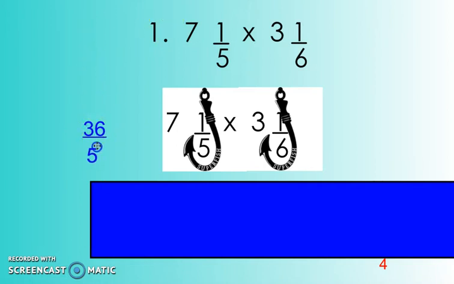How about 3 1/6? 3 times 6 is 18, plus 1 is 19. Nice job. And we keep the 6 because that's how many fractional pieces there are, or that's what they're created out of. So now we have 2 improper fractions, and now we're going to multiply them.